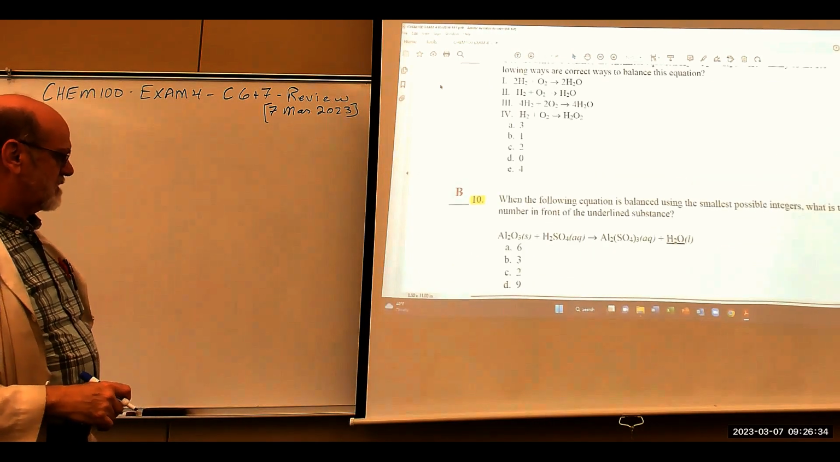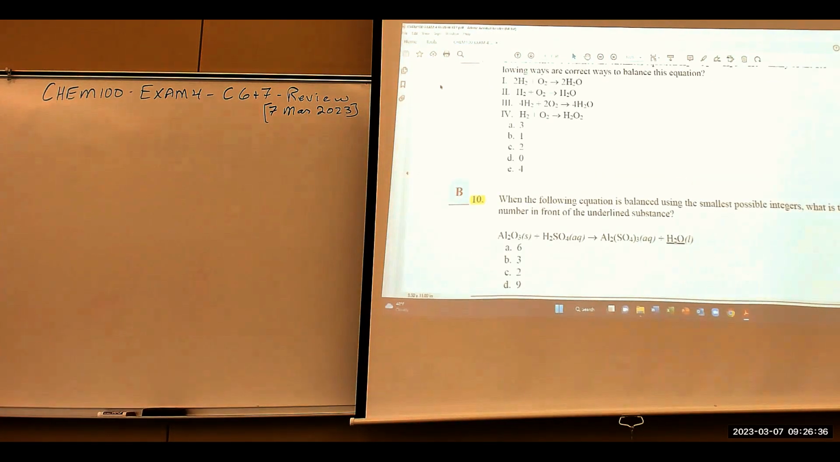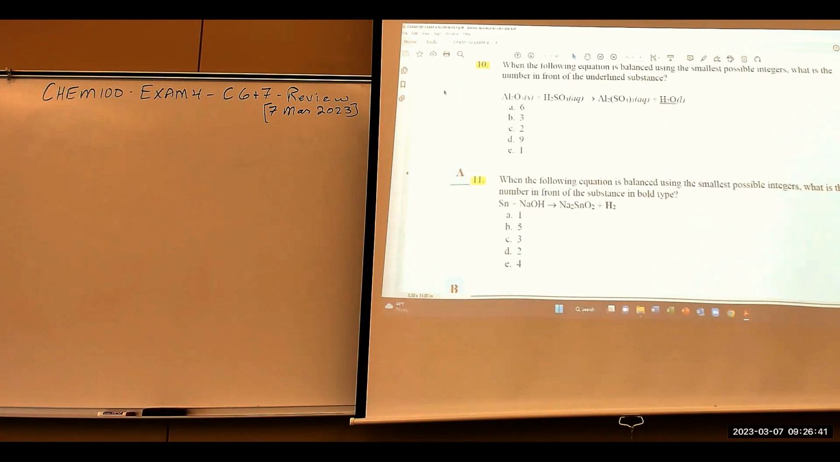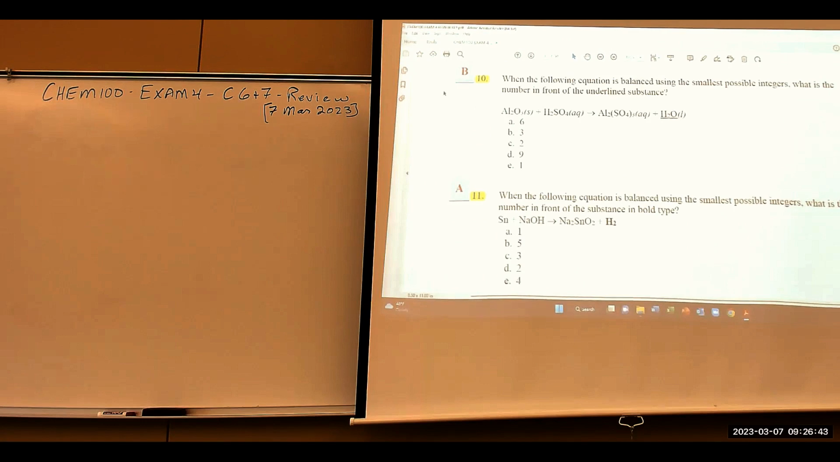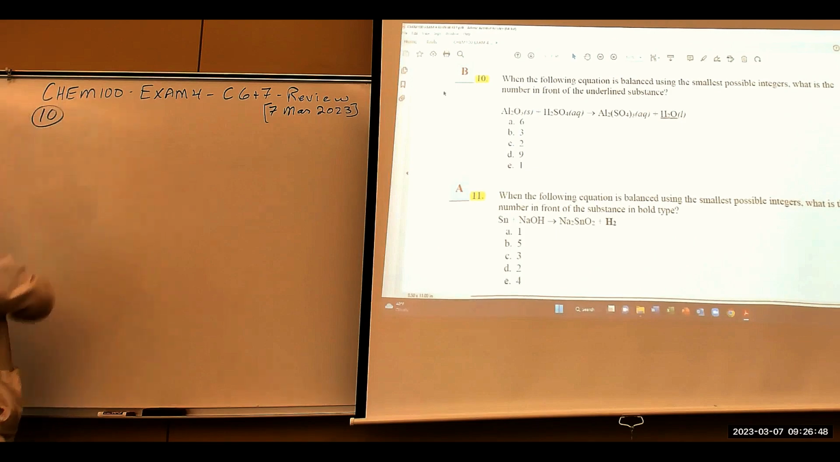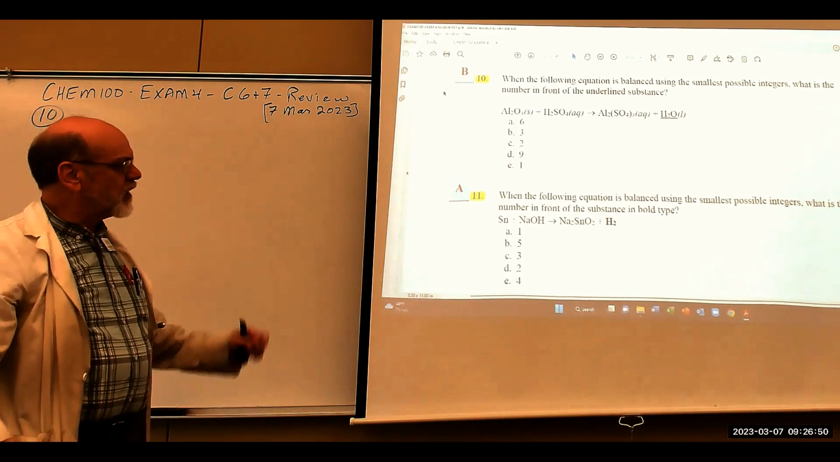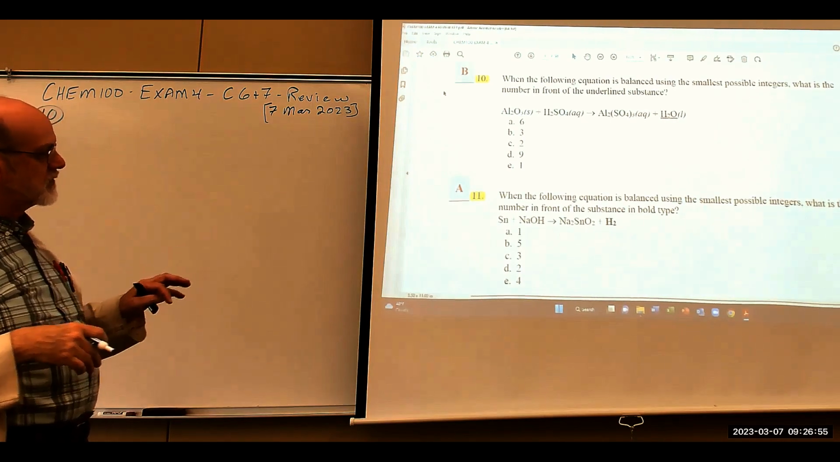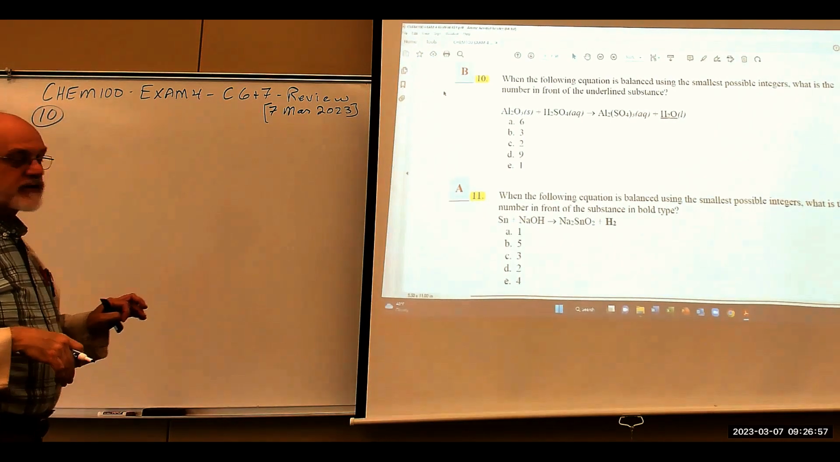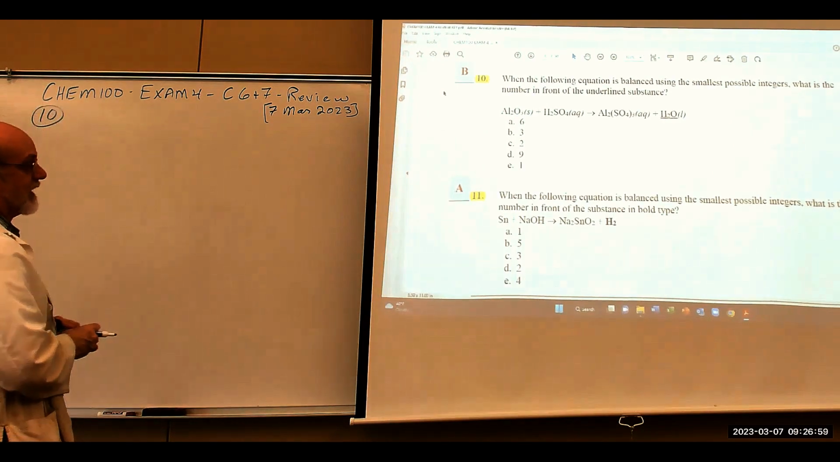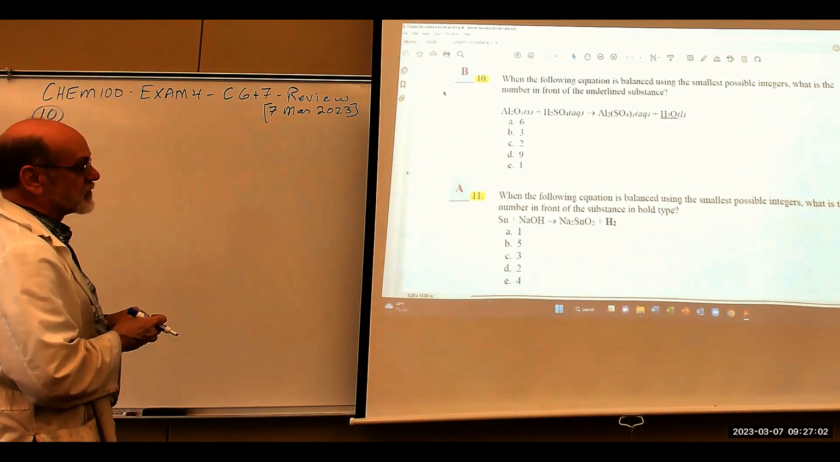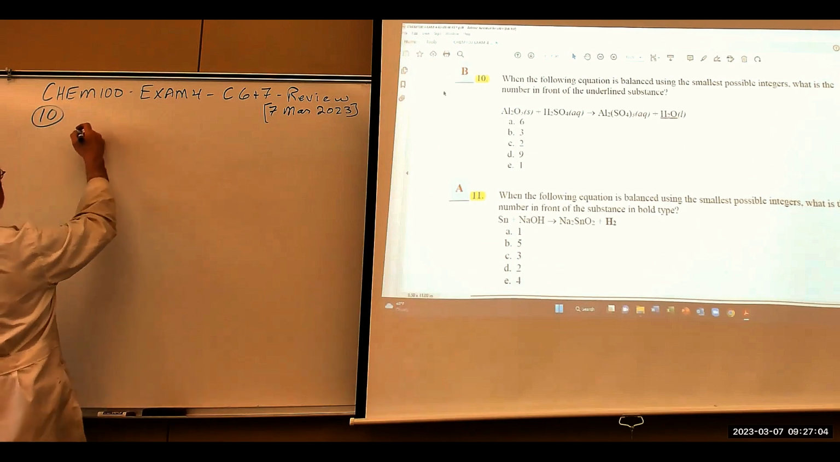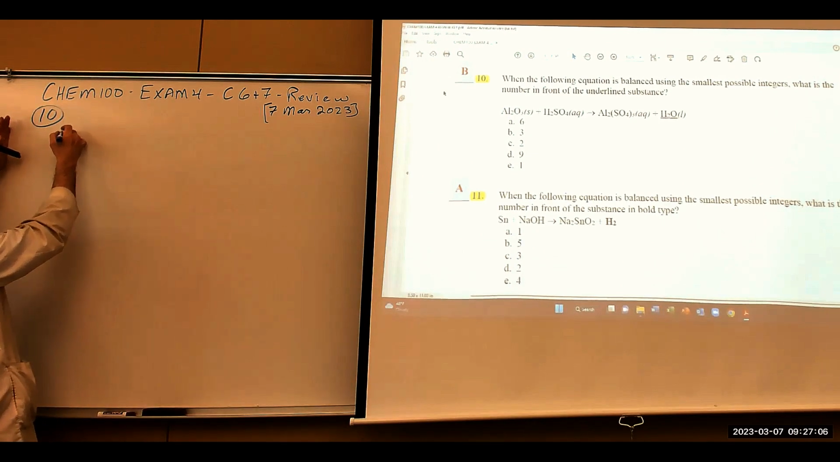Let's see here. 10, I'm going to have to work on that one. Yeah, we get 10 and 11. Number 10, when the following equation is balanced using the smallest possible integers, what's the number in front of the underlined substance? So we want the coefficient for water. All right. Let's use the budget. So I need to leave myself a little space here.